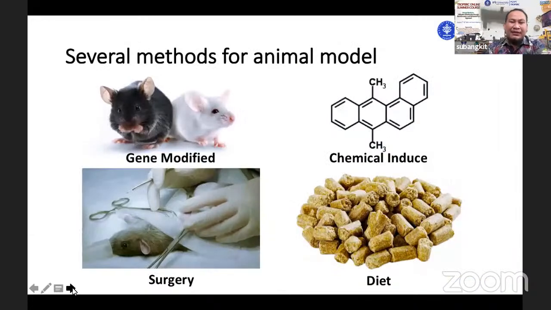And as we know, there are several methods for animal models. There are so many methods, but the most common is, one, genetically modified or gene modified; the second is chemical induced, using some chemical; the third is by surgery; and the fourth is by diet. There are also methods like environmental condition and stress condition. Actually, there are so many kinds of methods to make an animal model.